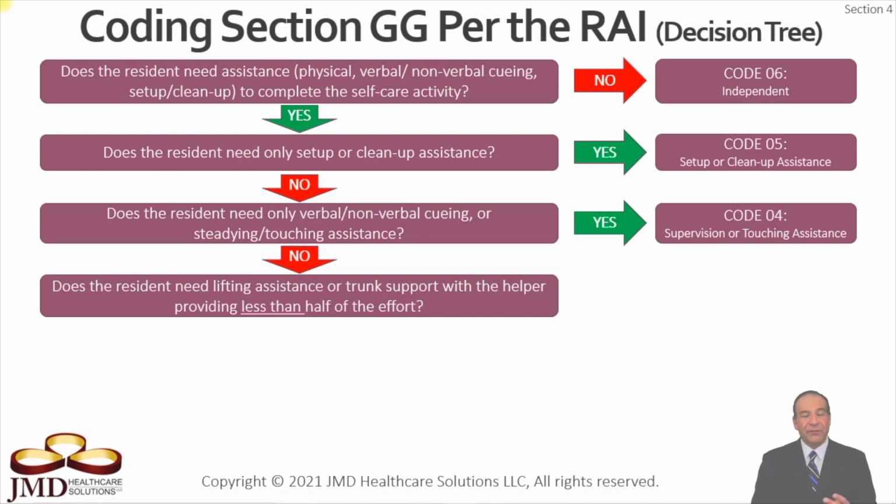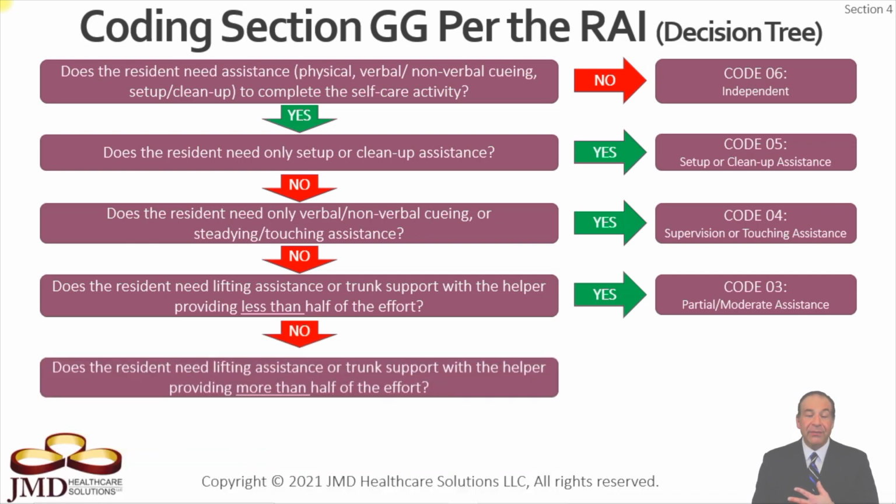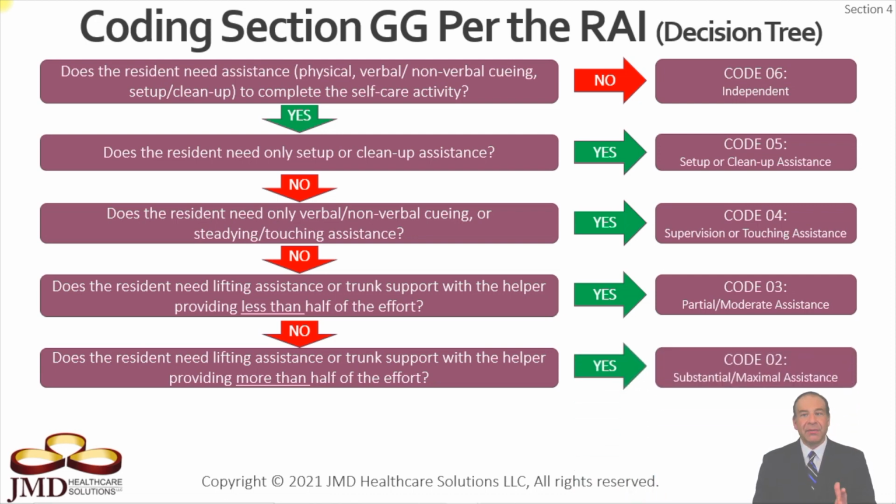So if you do feel like you're doing less than half, like you're just doing a little bit of the work, they're doing the majority of it, you would code that as 03, partial mod. If you're like, oh no, I was doing way more than half. It was a lot of work for me. I did most of it. Then the question would be, I guess, next, does the resident need lifting assistance or trunk support with a helper, one, providing more than half? Okay, yeah, that's right. So that'd be 02, substantial or maximal assist.